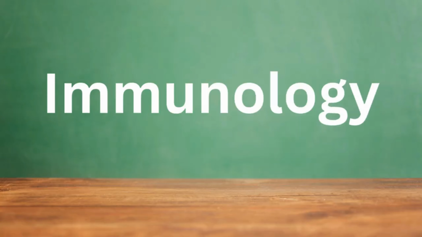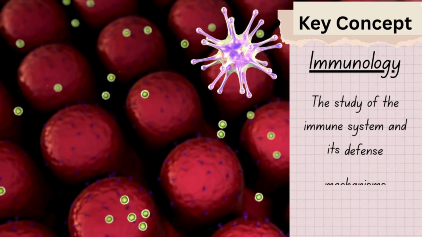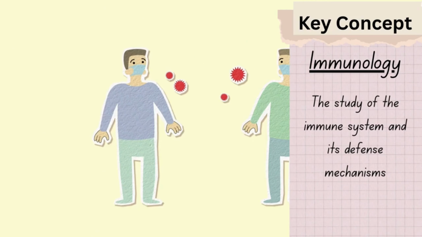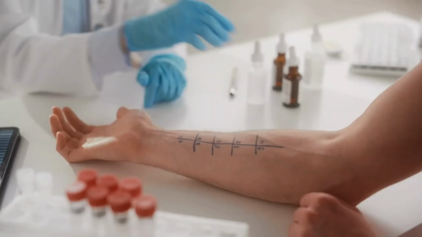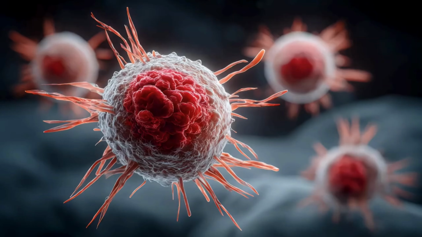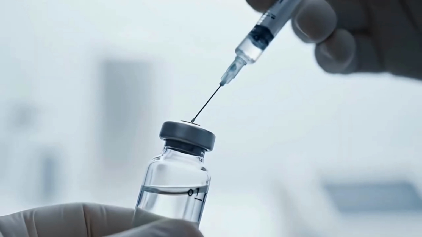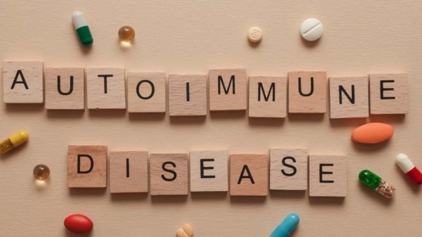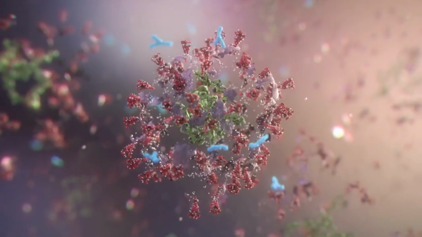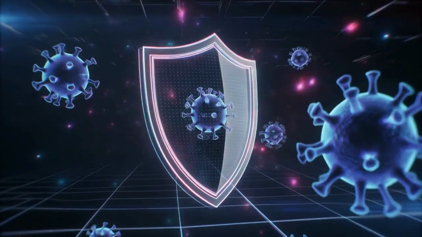Next is immunology, the branch of biology that studies the immune system and how it protects the body from diseases. Immunologists explore how immune cells work, develop vaccines, and study autoimmune disorders. This branch helps improve our ability to fight infections and strengthen overall immunity.